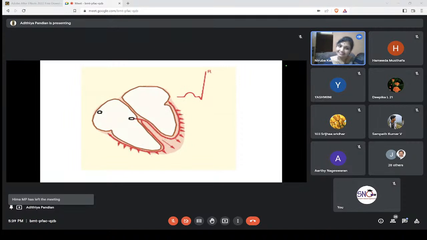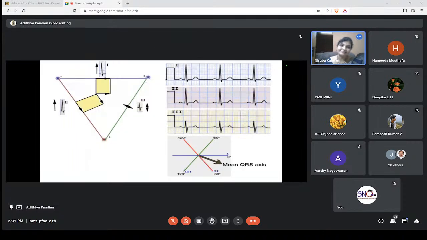Okay, the next slide. This is again a very beautiful diagram. Now talking about this vector again, the combination of all the vectors. What do you mean by vector? It is always a flow of current towards the positive direction. So in lead 1, the current flows to the left arm. In lead 2, the current flows towards the left foot. And in lead 3, the current also flows towards the left foot, because the left foot is positive. So combining all these three together, we get a mean QRS axis. Next slide, please.